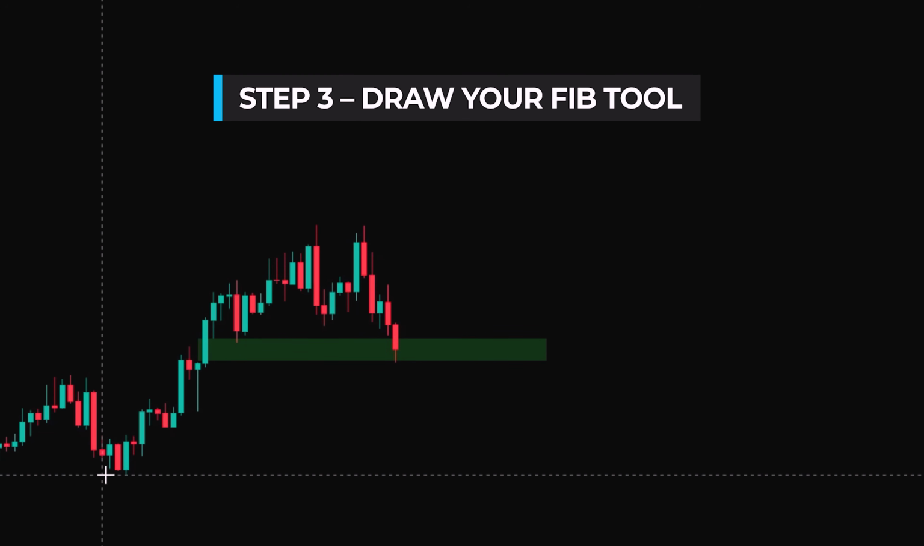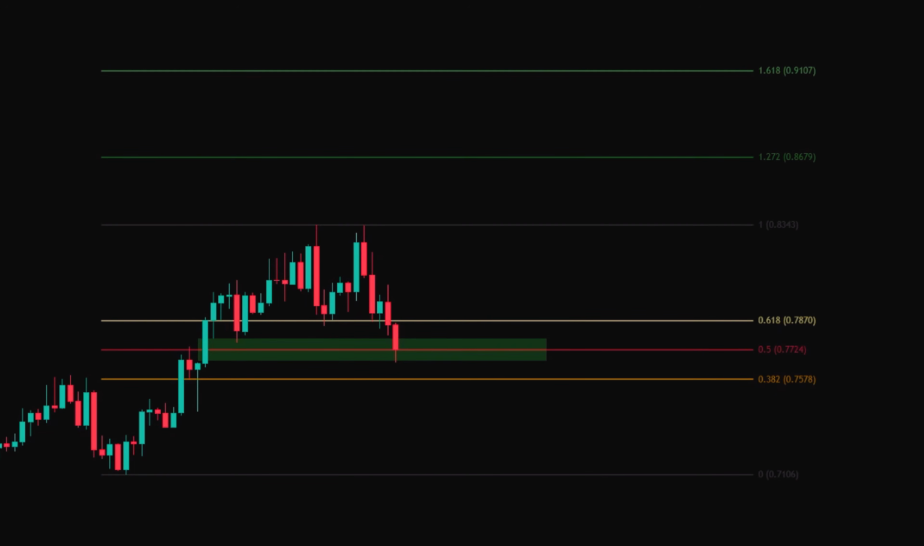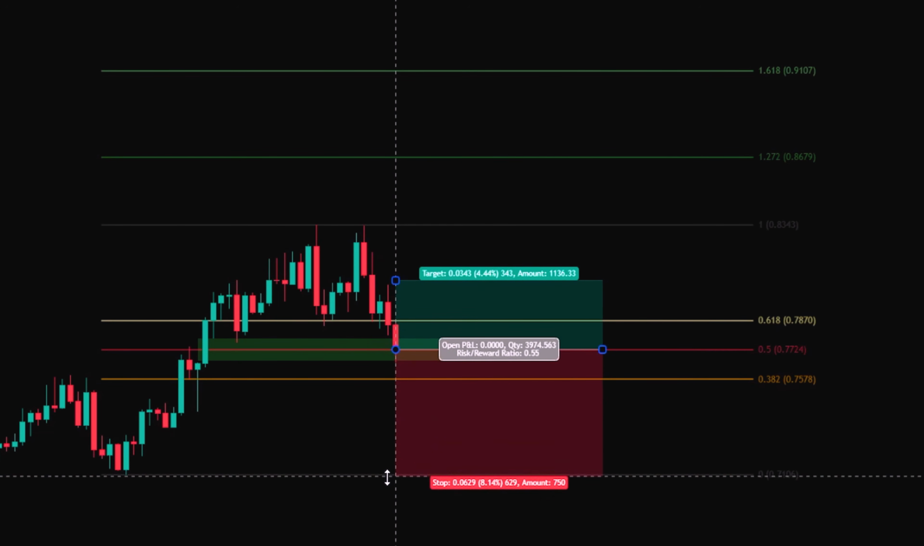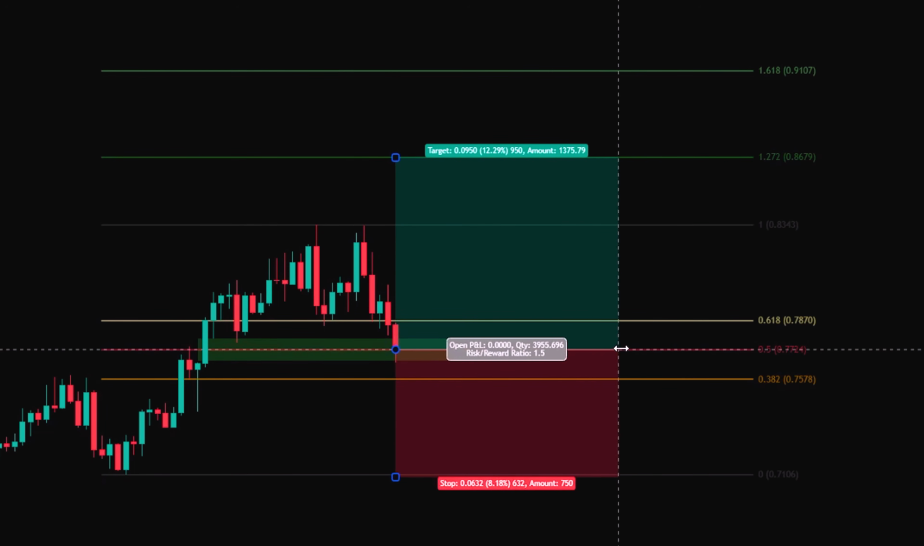Step 3. Draw your Fibonacci. Now, take your fib from the beginning to the end of that impulse move. You're looking for one of the fib retracement levels, like 0.382, 0.5, or 0.618, that lines up with your fair value gap. That's your entry. In this example, we enter long at that overlap. Stop loss goes below the zero line, take profit at 1.272 extension.